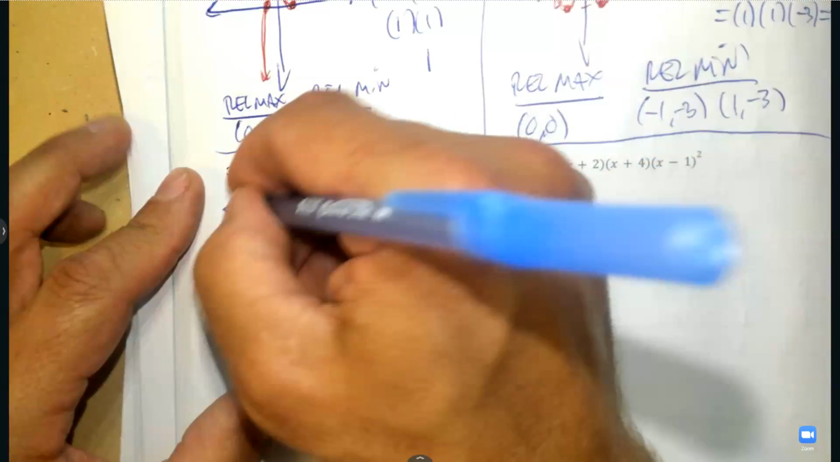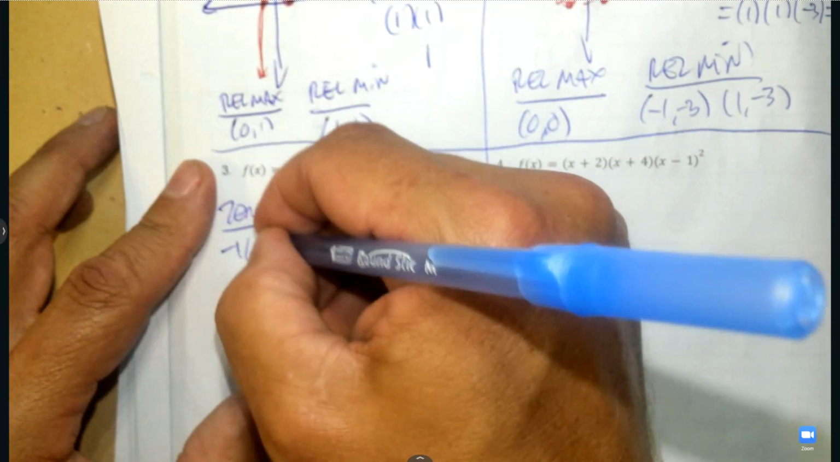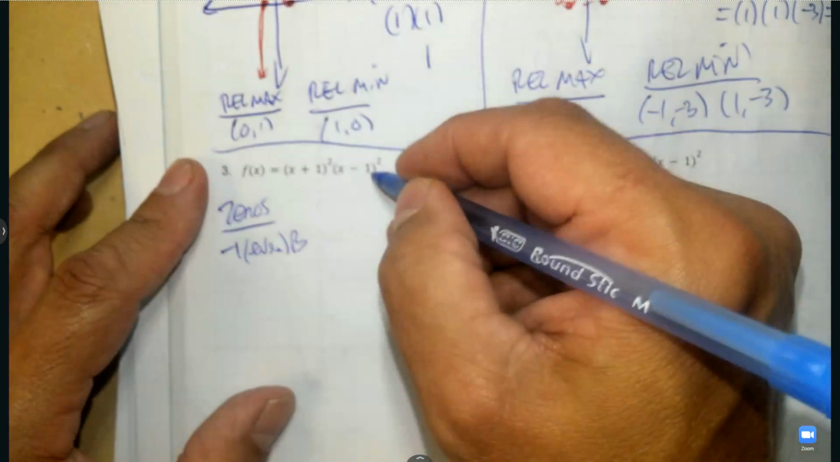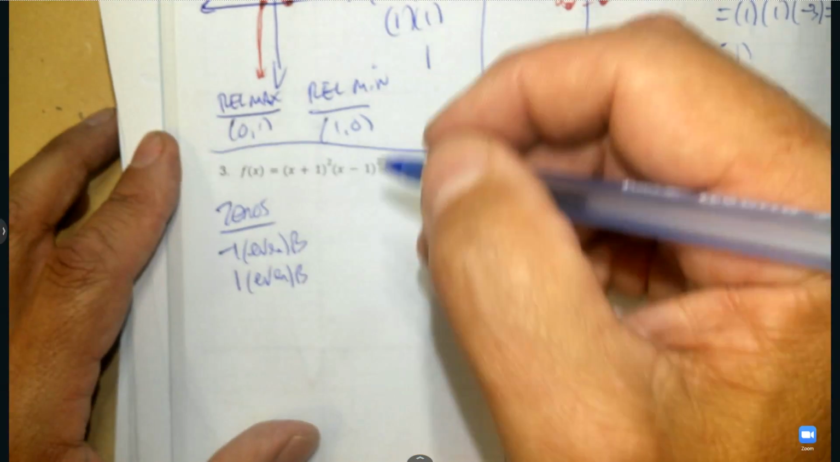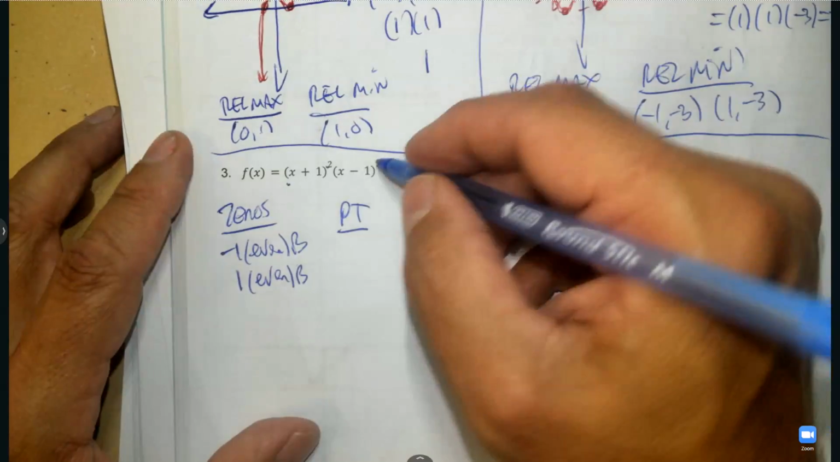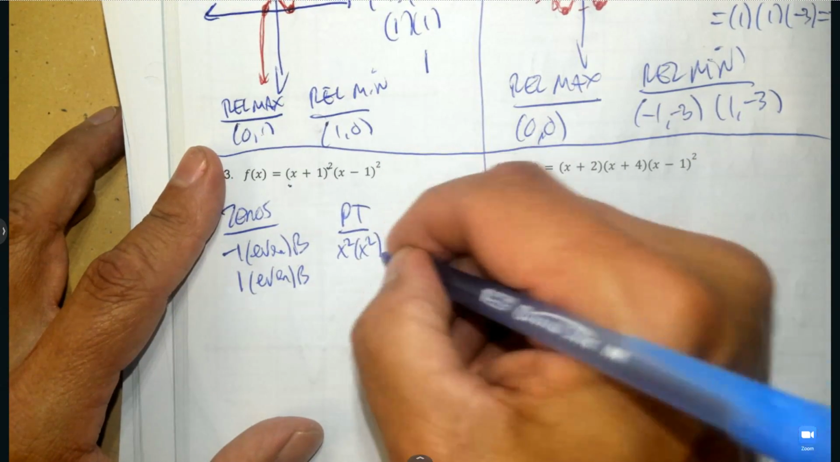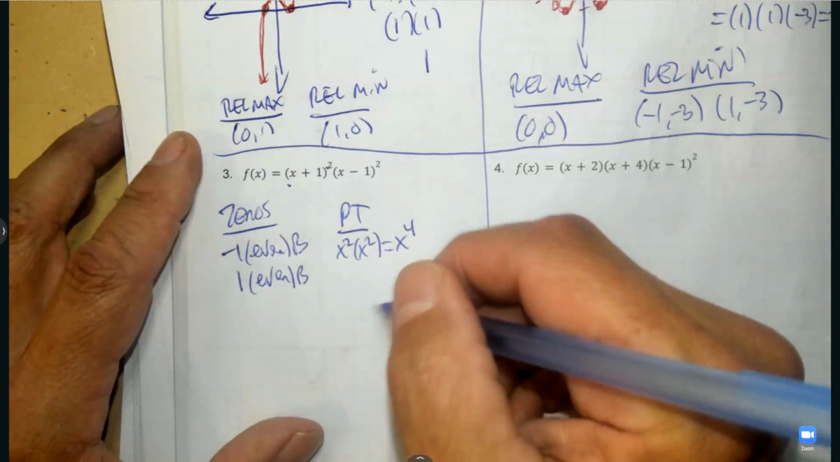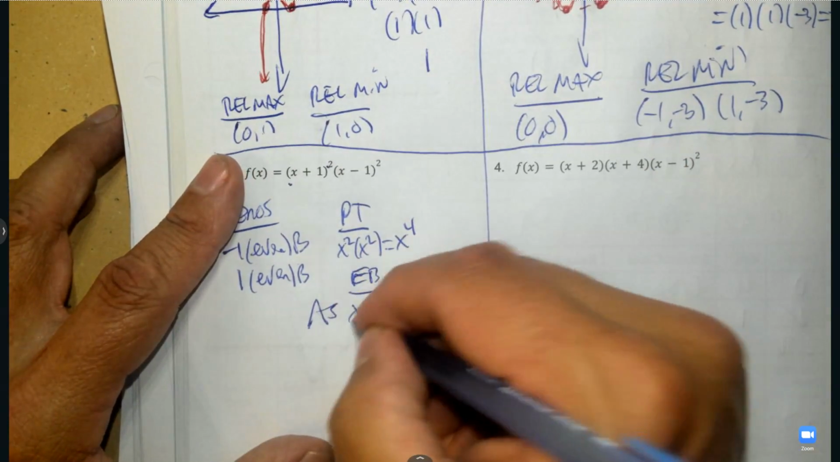So I'm going to start again with zeros. So we have a 0 at -1. It has an even exponent, which means it's going to bounce. Another one at +1, same thing, even, it's going to bounce. The power term, if I go x squared times x squared, add the exponents, you can see the power term's x to the 4th, and what does that mean?